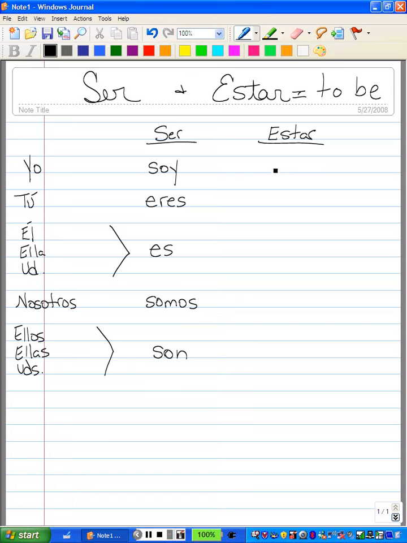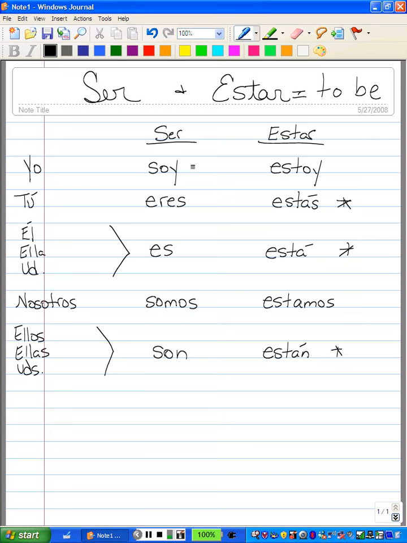Alright, to conjugate the verb estar, estar looks like this. Yo estoy. Tú estás. Él, ella, usted está. Nosotros estamos. Ellos, ellas, ustedes están. The first thing to notice is that these here, estás, está, and están, they all have accent marks that you'll have to have when you write the verb.